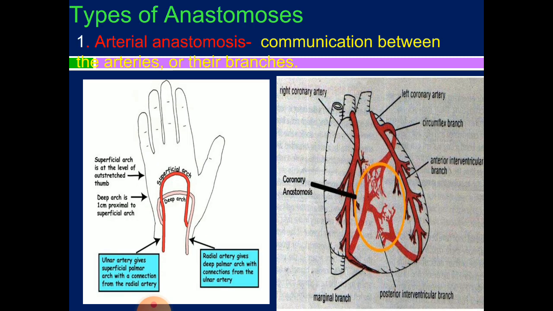Now, types of anastomosis. First is arterial anastomosis. It is the communication between the arteries or their branches. Example is the superficial palmar arch and the deep palmar arch in case of hand. Here, the superficial palmar arch is a communication between the radial and the ulnar arteries. Similarly, in case of heart, there is coronary anastomosis between the coronaries.